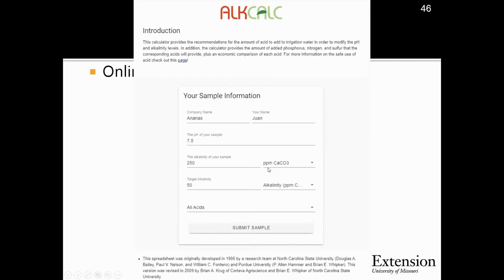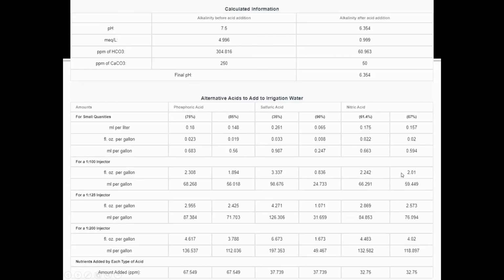In this case, the lab showed me alkalinity as parts per million of calcium carbonate. I want this alkalinity to be 50. And then if I click submit the sample, it's going to give me a report. I know this looks overwhelming, but it's nice because it gives you a lot of information.